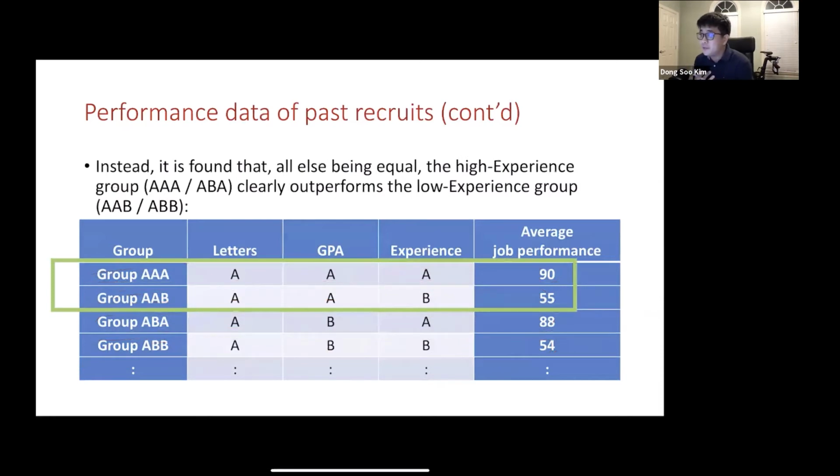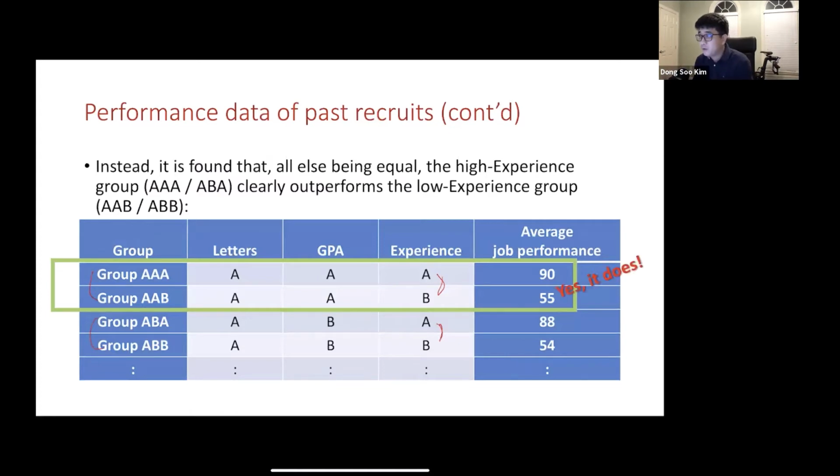You also investigated the effect of the experience score in the same manner. You compared the job performance between two groups where they are different from each other only in the experience score, such as group AAA and group AAB. So the experience, that is the only one difference between them, and group ABA versus group ABB. So here, the experience is the only one difference between them.